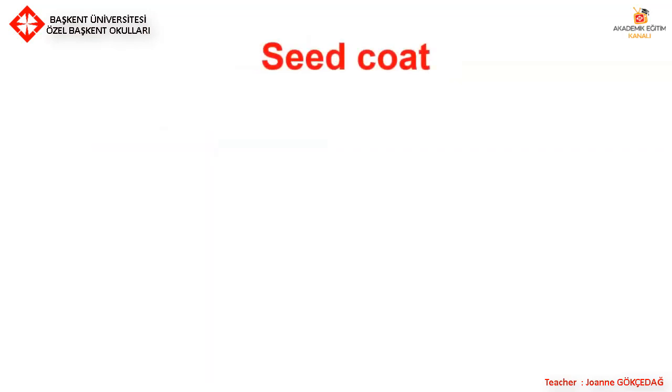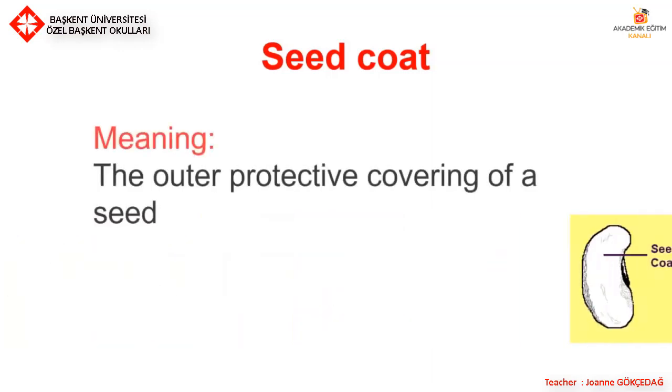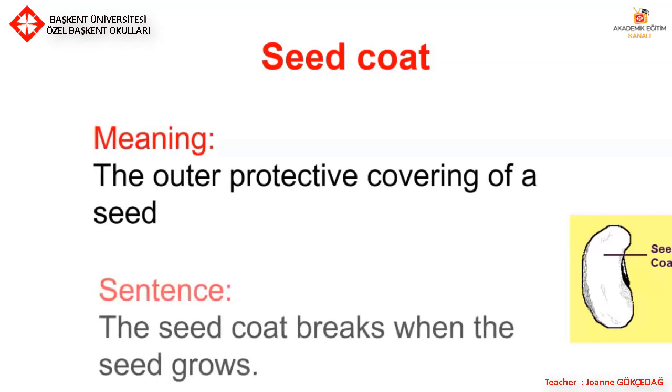Next word, seed coat. Now if you think about when you wear a coat when it's cold or when it's wet to protect yourself. The seed is exactly the same. It has a coat. And it's the outer protective covering of a seed. Now the seed coat breaks when the seed grows.